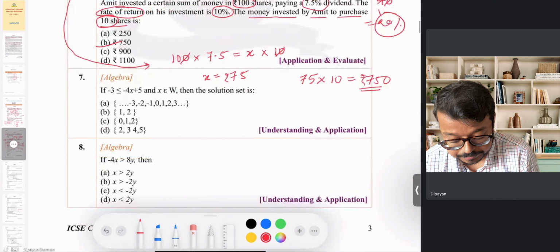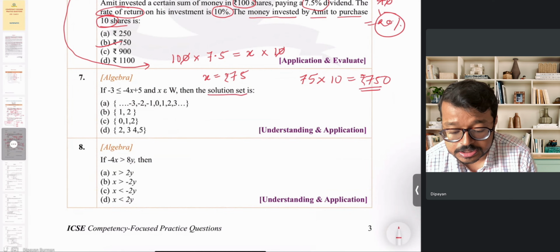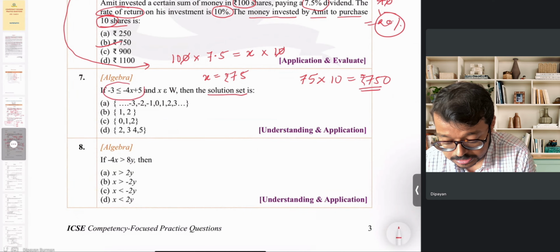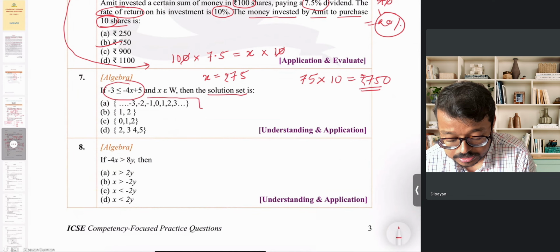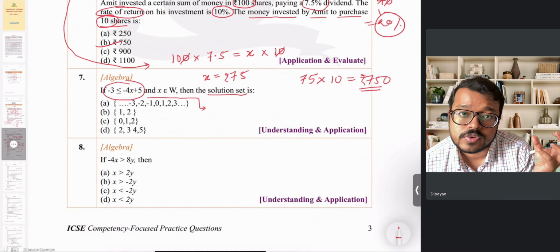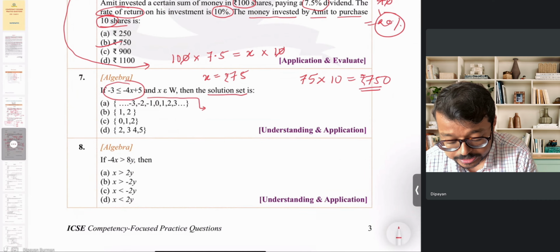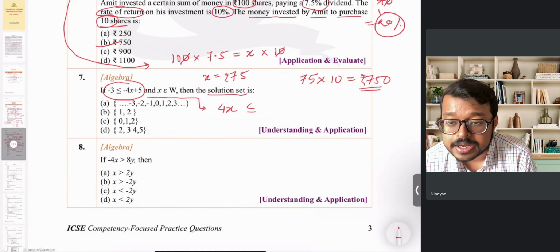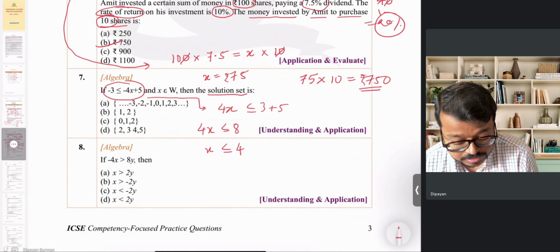Moving ahead, there is an inequation given and they are asking what is the solution set. So the inequation is minus 3 less than or equal to minus 4x plus 5. I can bring minus 4x to the left, minus 3 to the right, and the sign of inequality will remain the same. So minus 4x will become 4x on the left side, minus 3 will become 3 on the right side. So 4x less than or equal to 8, and then divide by 4, x will be less than or equal to 2.